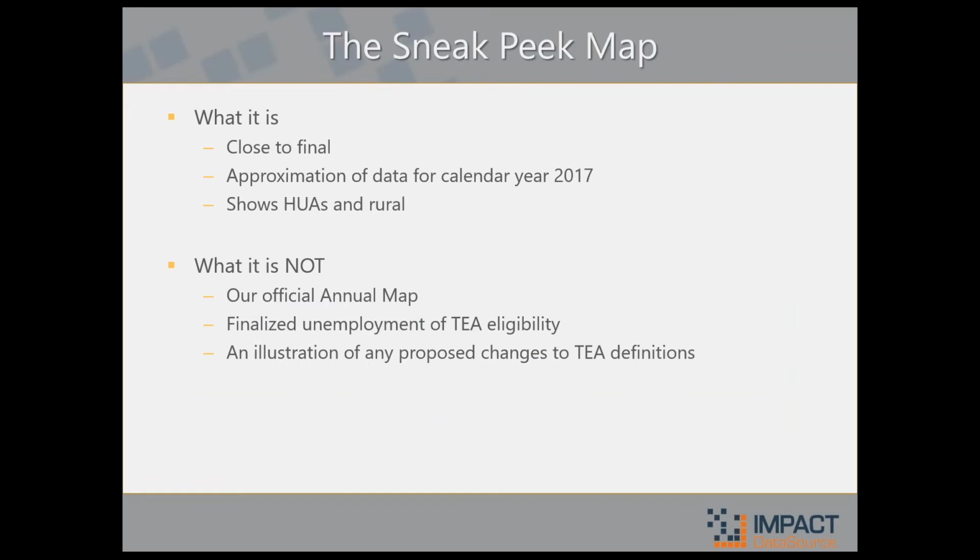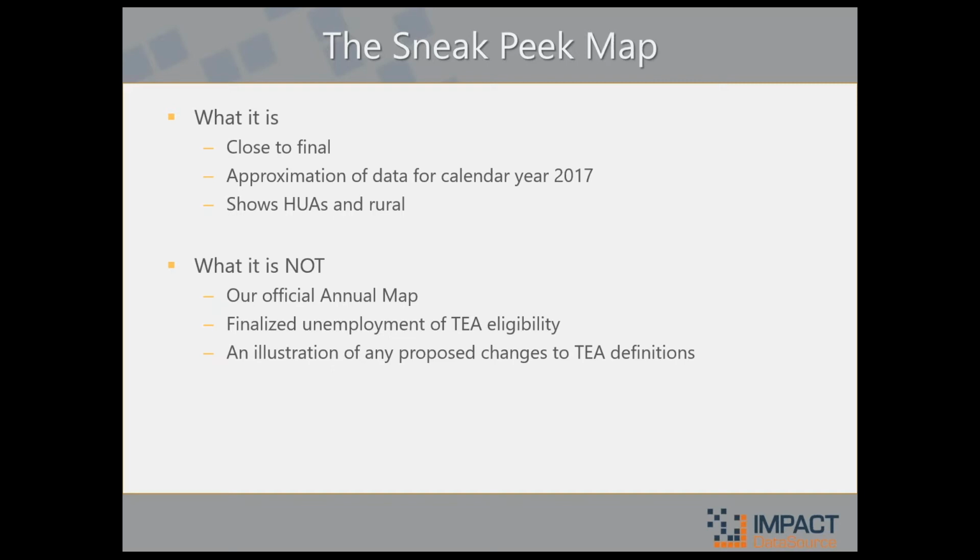All right, so the sneak peek map, what it is and what it isn't, and we're almost there, we're about to see it. The sneak peek map is close to final data. It is an approximation of the unemployment data for calendar year 2017. It shows high unemployment areas and rural areas. And the high unemployment areas are the ones that we're mostly concerned with right now. Rural areas won't really change unless and until the OMB office updates the MSA delineations.